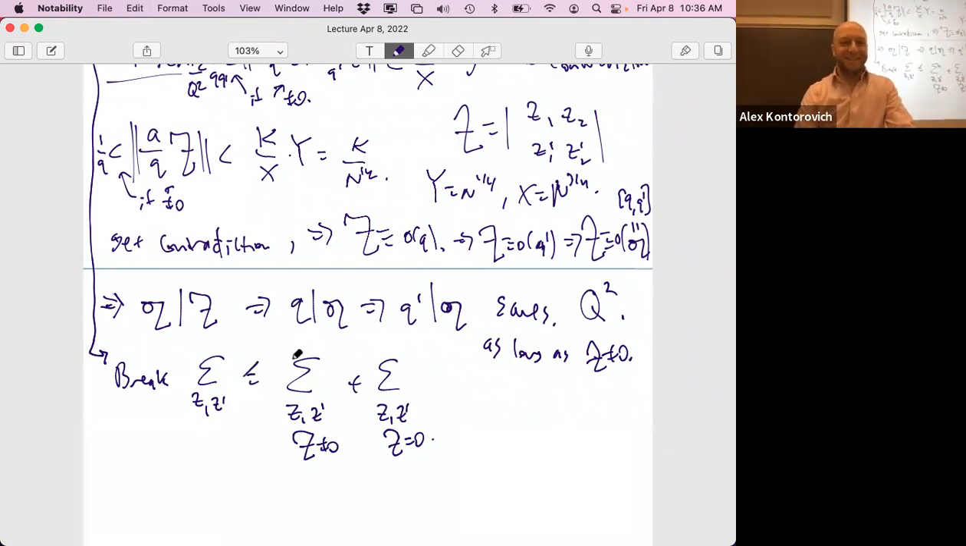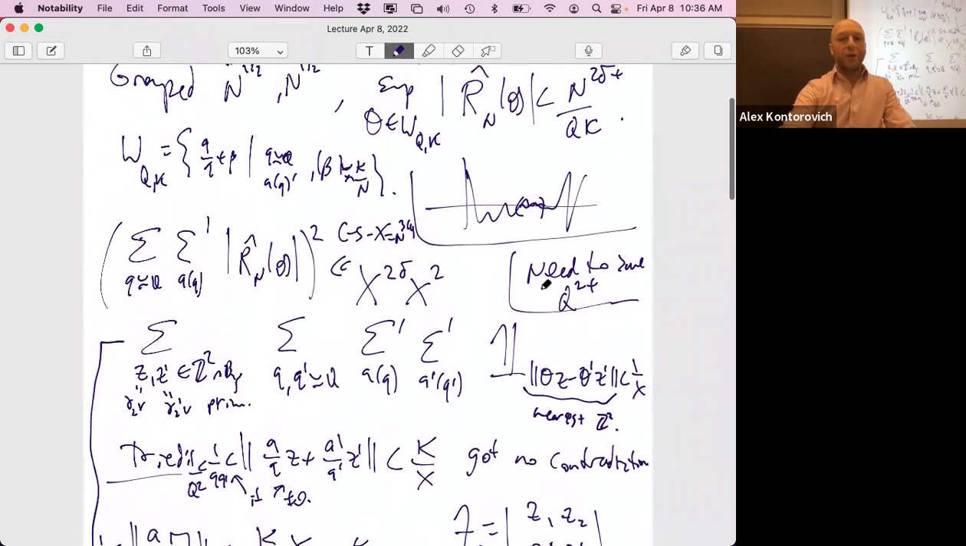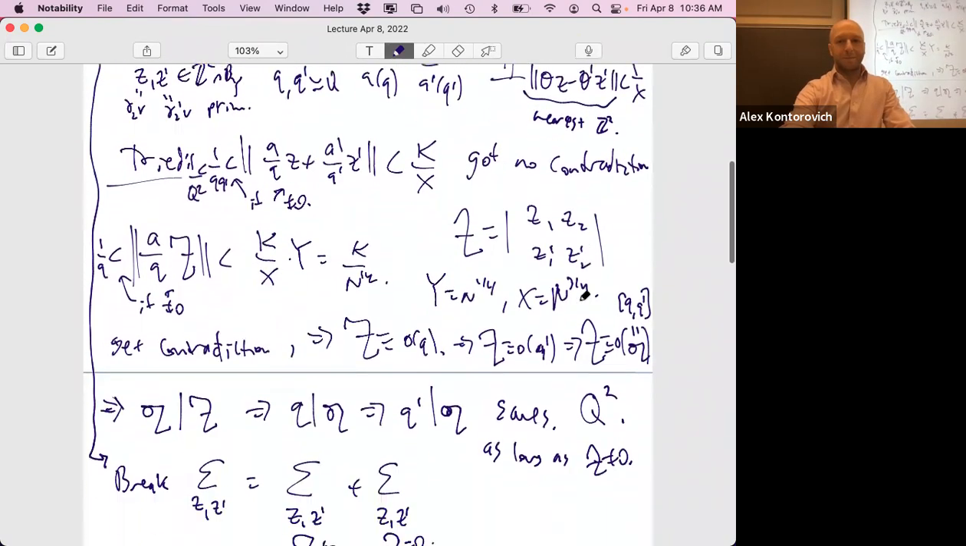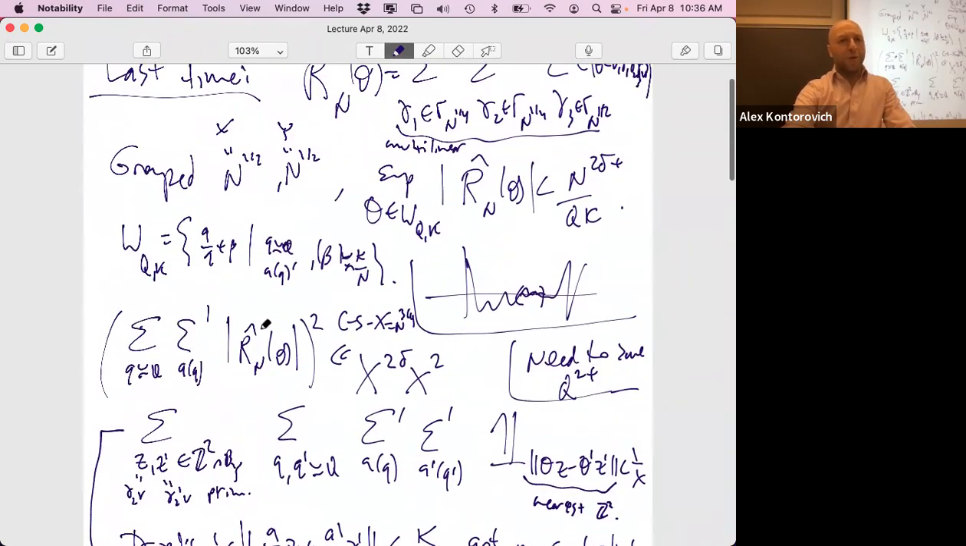And is the Q squared savings good enough for our purposes? We need more. We need a little bit more than Q squared. We needed a little bit more than Q before we Cauchy-Schwarzed. Now there's a square here, so we need a little bit more than Q squared. Sorry, what I meant to say, because the length is Q squared, we're not trying to save the length. We're trying to save the square root of the length.